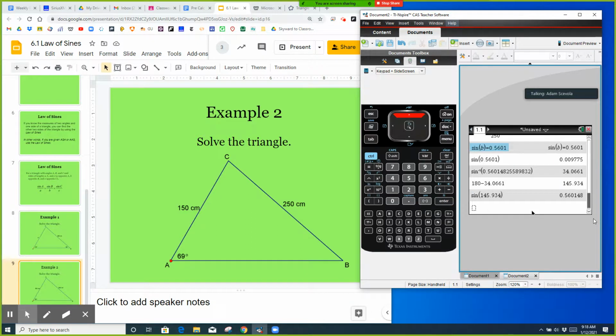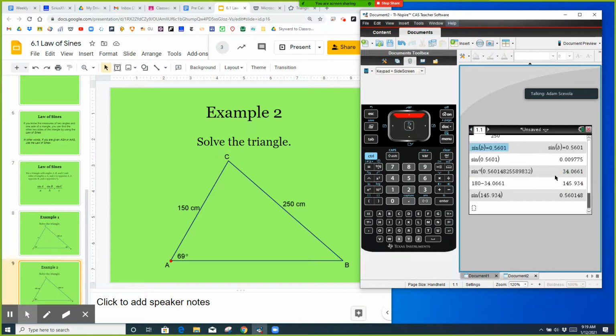And that's why it's ambiguous. But if we think about it, we know that it can't be 145 because this angle A is 69 degrees, and it's across from 250. Angle B is across from a smaller side than 250, so angle B should be less than 69 degrees. So that's how we know that it's got to be 34 degrees.